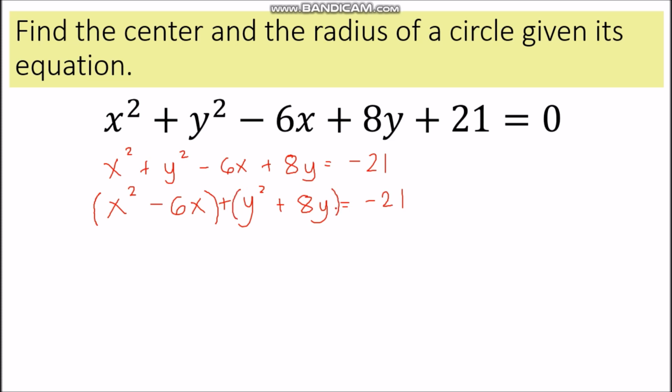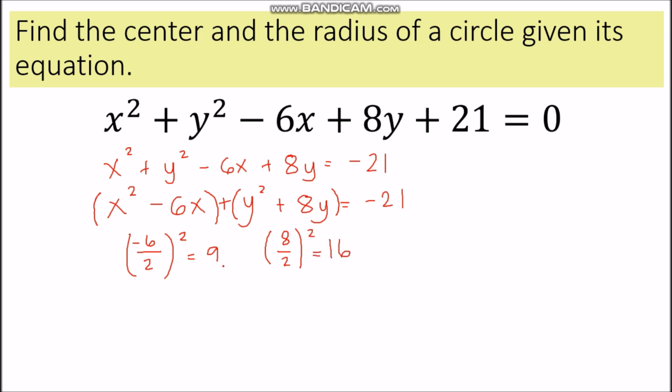Because if you recall, in the center-radius form we have two binomials. Next, we have to create a perfect square trinomial so that later on we will have two squares of binomials. To do that, we apply completing the square. To complete the square, we get the coefficient of x, which is negative 6, divide it by 2, and then square it. The answer for that is 9. Do it also on the other binomial. Get the coefficient of y: 8 divided by 2 squared is 16.